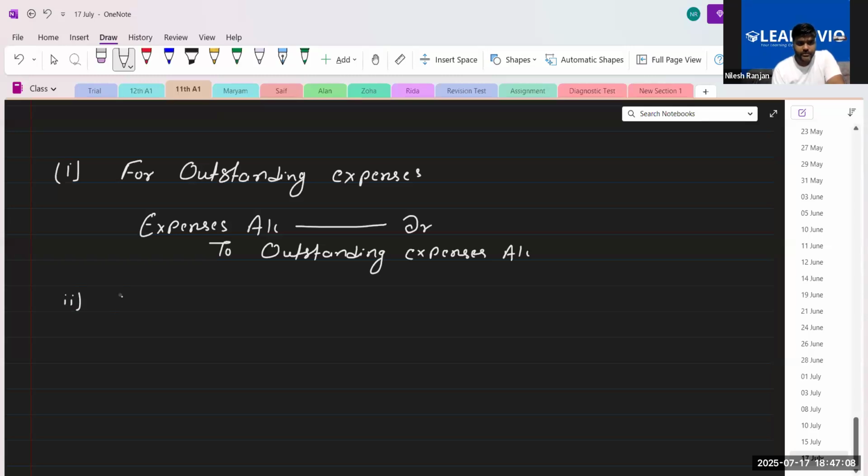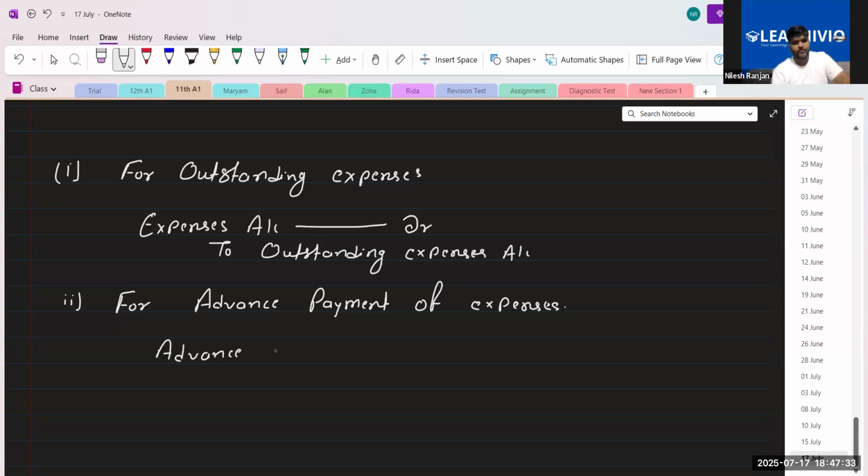Then the second entry for advance payment of expenses. So it will be advance expenses account debit to cash. Just 1 minute.